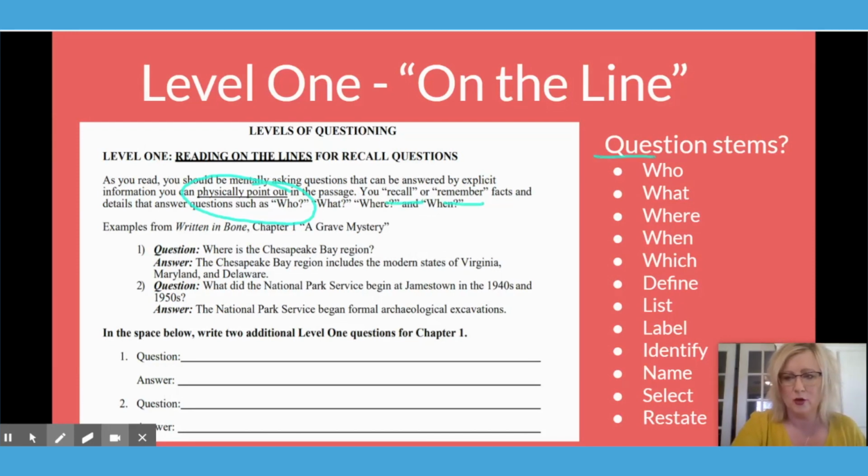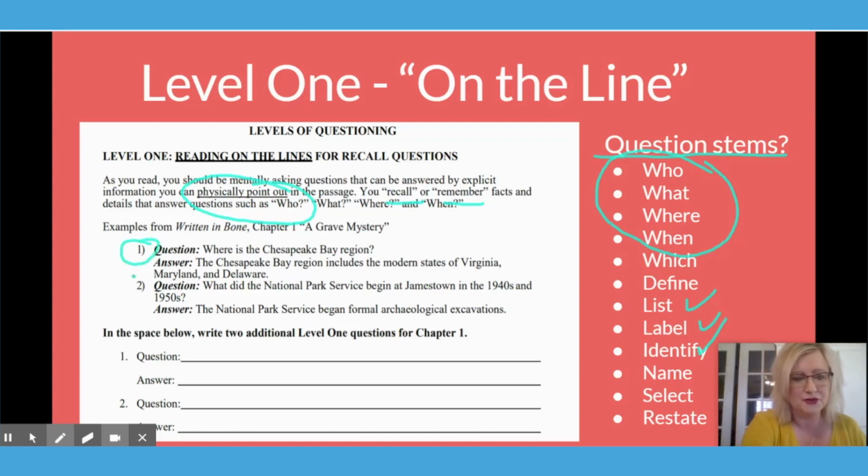We want to think about our question stems, and the who, what, where, when. All of those are what we maybe call our newspaper questions. Just very basic. What's happening? Where are you? When did this happen? Who is involved? Looking at other question stems, we might see things like list or label, identify. Very low-level tasks, naming something, selecting, restating. Again, these are very easily found, and you might think of these as kindergarten questions, maybe.